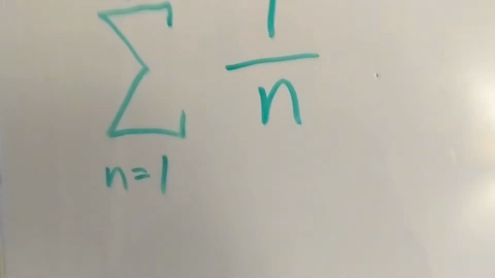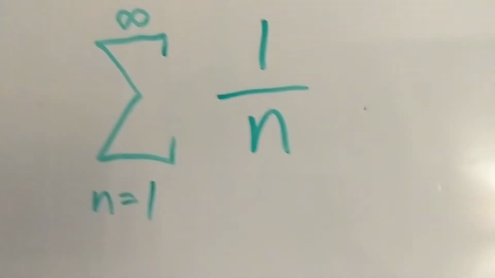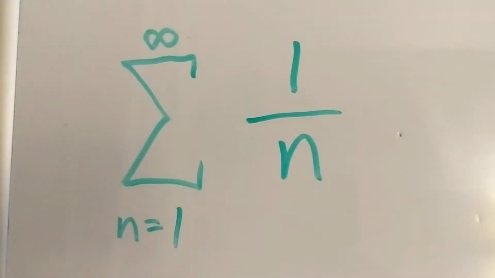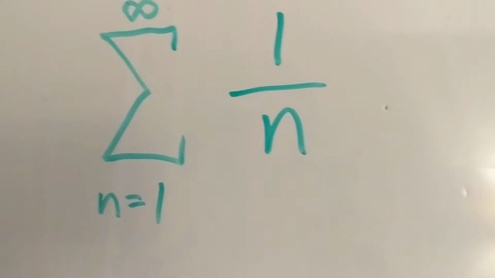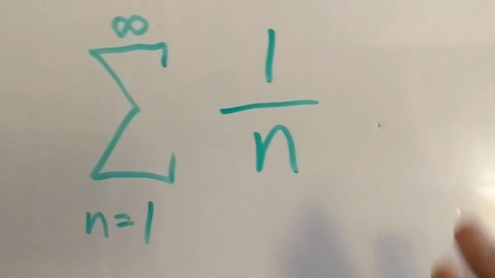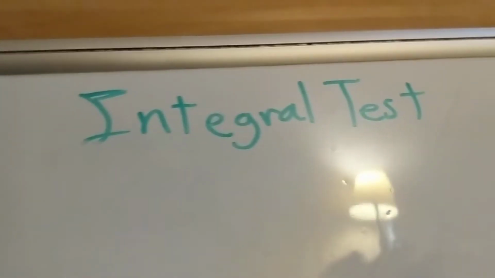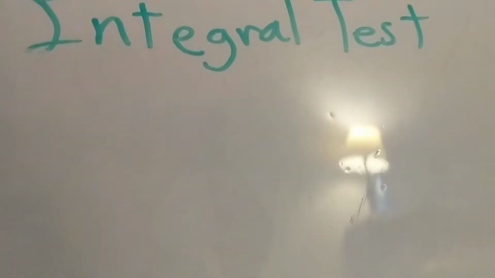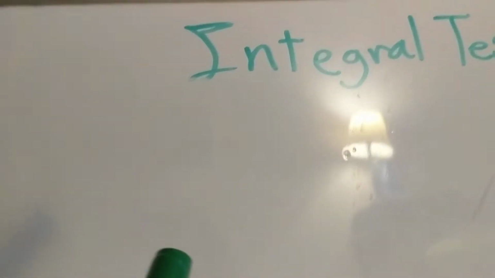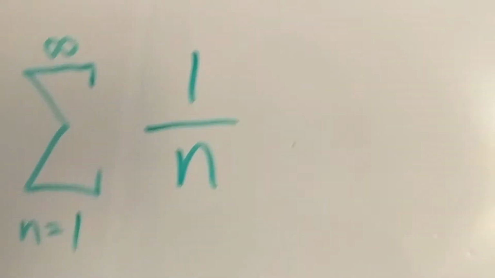So let's say I have a series: the series of n equals 1 to infinity of 1 over n. Some of you may know this as the harmonic series, and you know that the harmonic series is divergent. Keep that at the back of your head. The integral test tests for convergence or divergence, and we're going to see if the integral test gives us this as divergent.